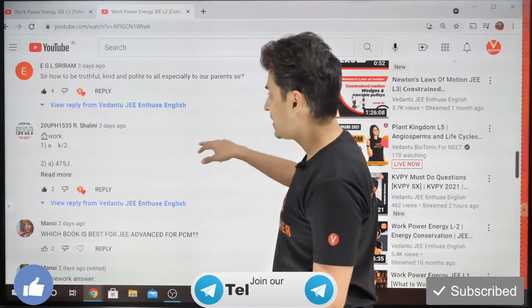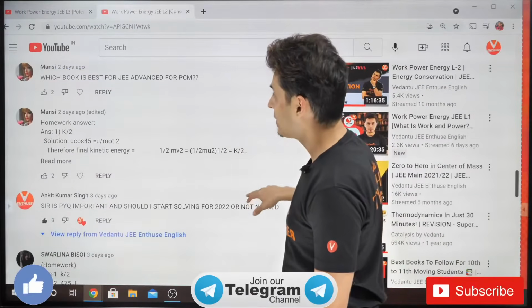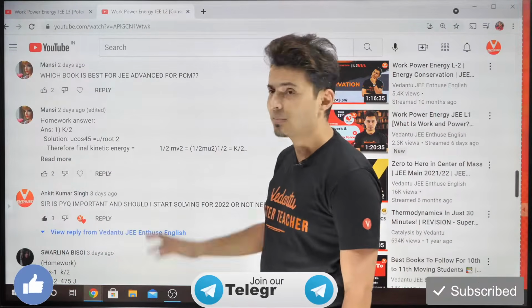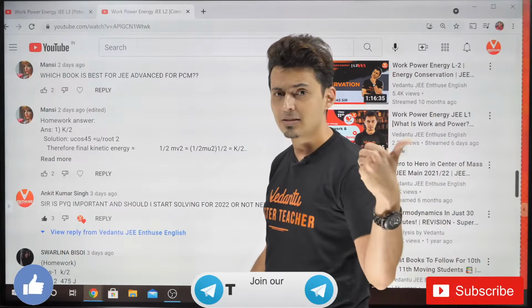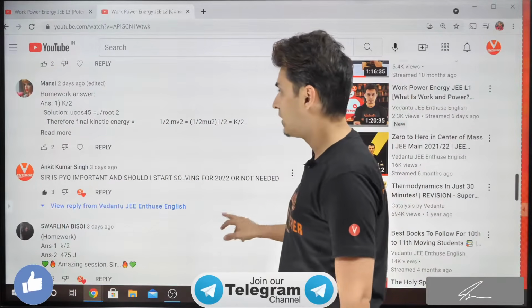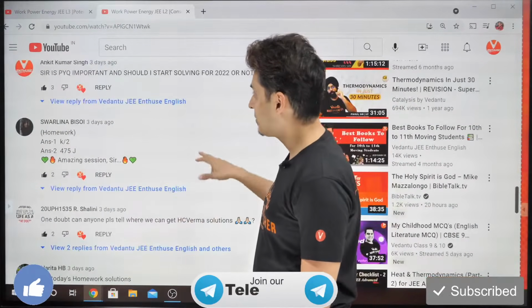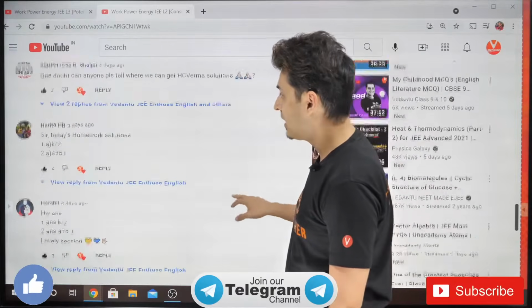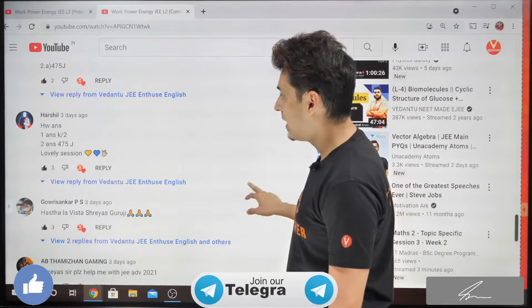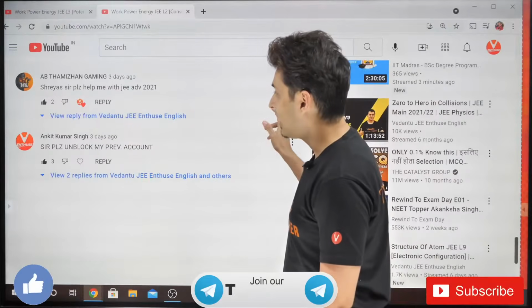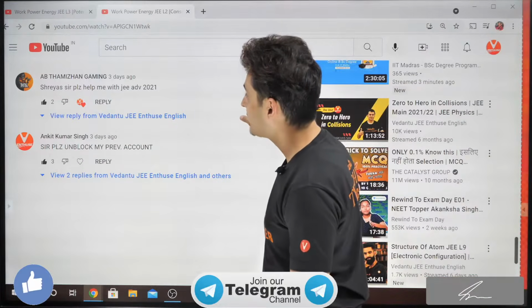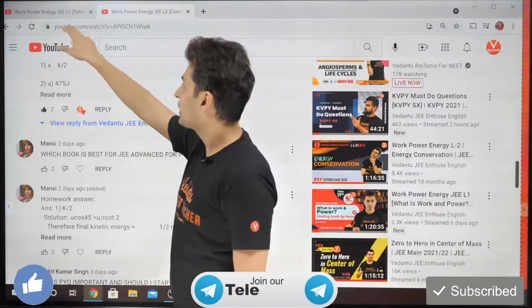And I think EGL and Shalini and Mansi, which book is best for JEE Advanced for PCM? Well, that's Irodov, HC Verma, previous years, D Mukherjee. These are all the top books. Okay, Ankit, PYQ is important. Very good Swarlini, very good Harita, very good Harshal, very good Gauri Shankar, and AV Thamisian Gaming. Okay, so very good guys.